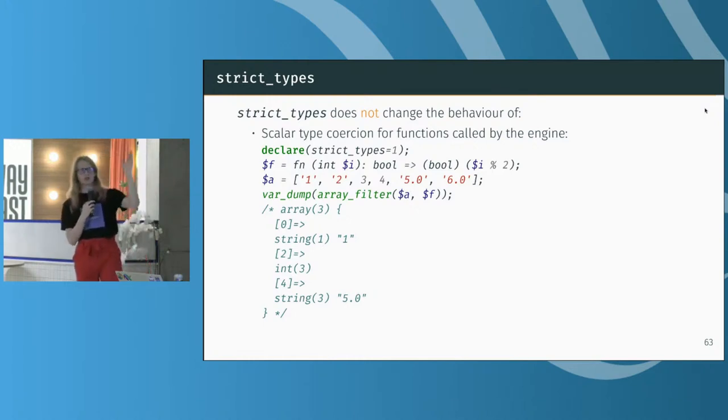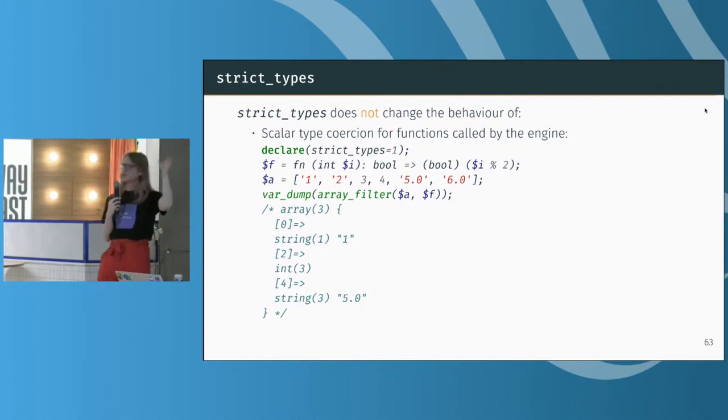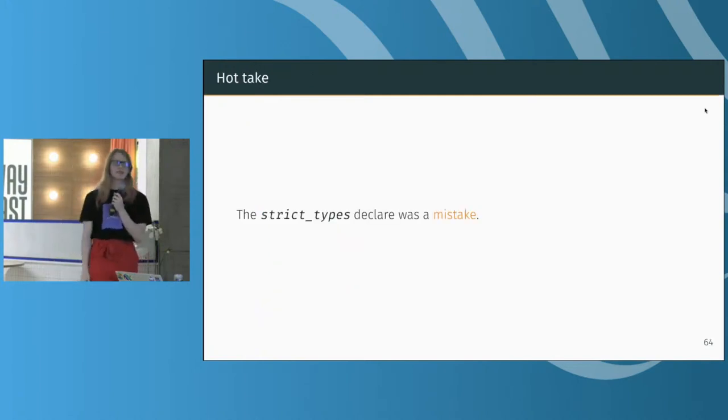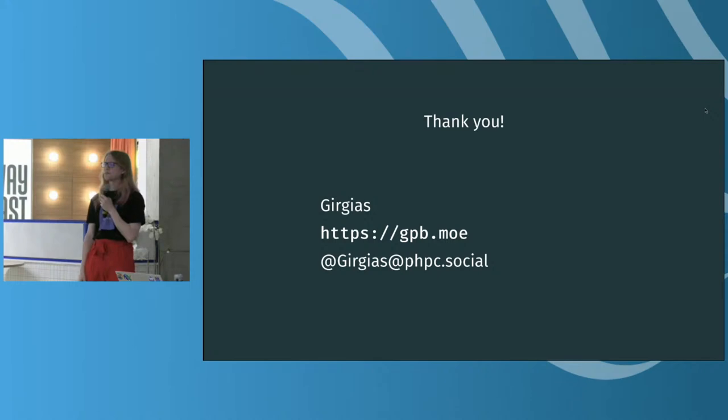So it will just translate the string "1" as an integer 1 and tell you, okay, this is even, return true. And we'll just accept all of the inputs and not return a type error. Whereas if you implemented a userland variant of array filter, you would get a type error if you use strict types. So yeah, this is the hot take. I think strict types was possibly a mistake, and I'm trying to fix it. So yeah, thank you.